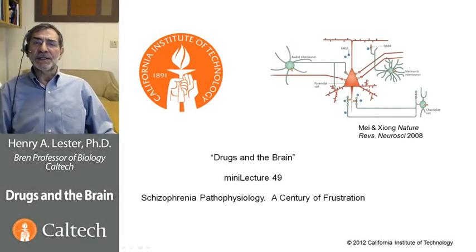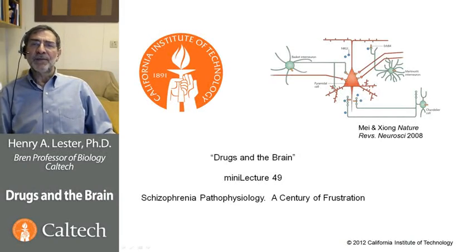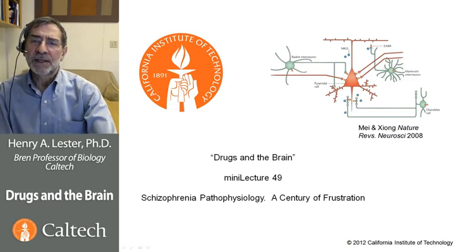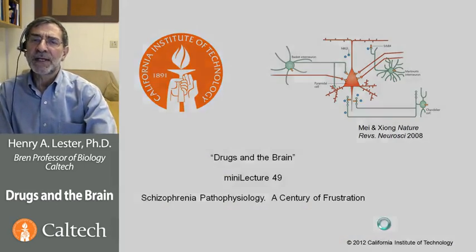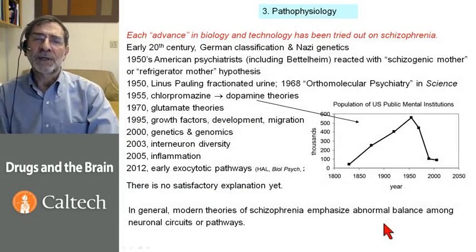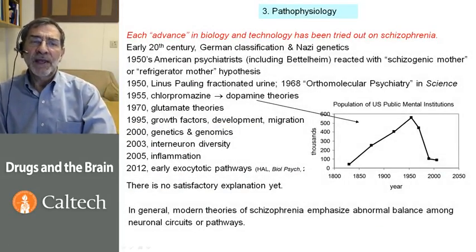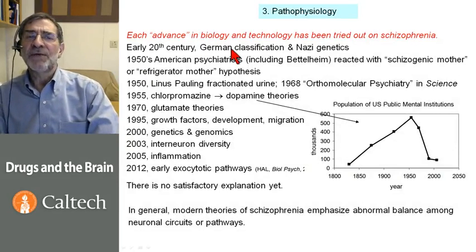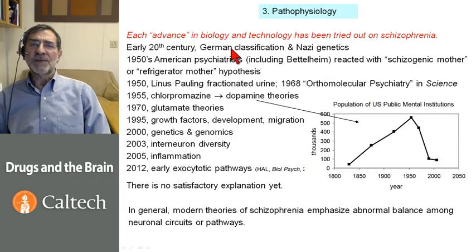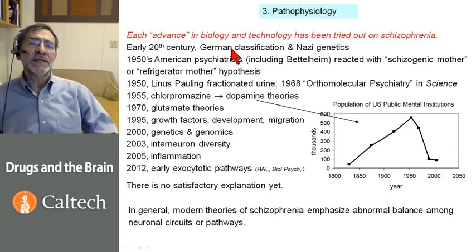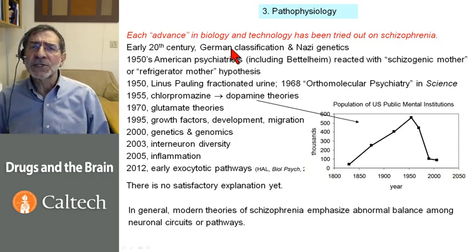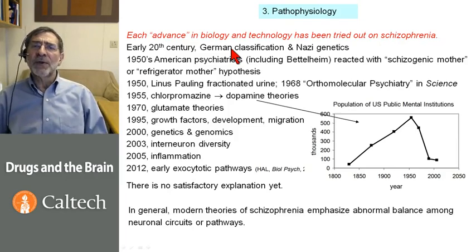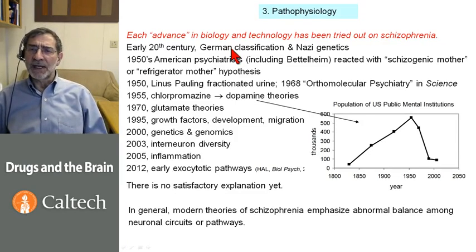Hello, this mini lecture is entitled Schizophrenia Pathophysiology, a Century of Frustration, because as you'll see, history shows that we do not yet have an idea about what causes schizophrenia. In fact, over the past century, each advance in biology and technology has been tried out on schizophrenia. Schizophrenia has become a kind of touchstone for neuroscience. Are we there yet? Do we have an explanation for schizophrenia?